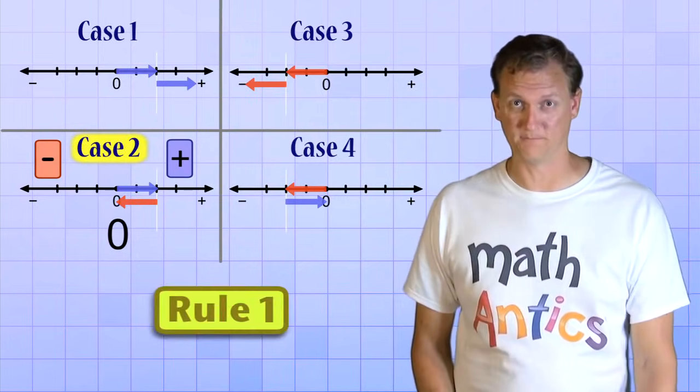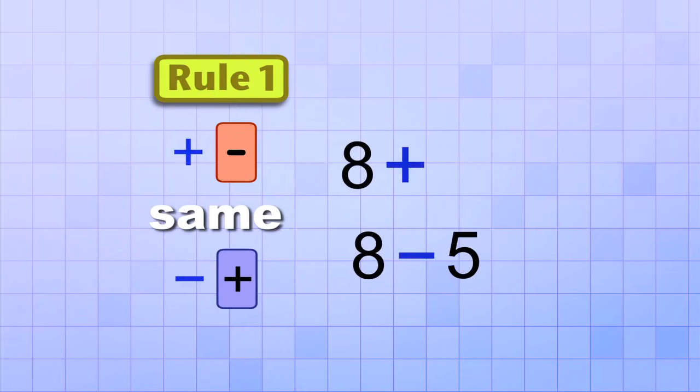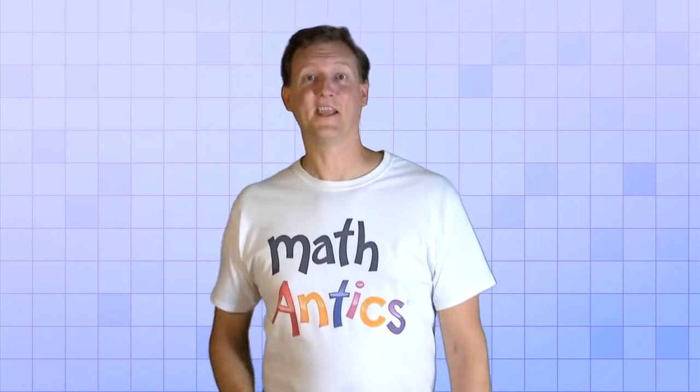to rule number 1. Rule number 1 says that adding a negative is really the same as subtracting a positive. And that means our original subtraction problem, 8 minus 5, could have been written like this instead. 8 plus negative 5. But either way it's written, you're starting with a positive and making it more negative. Now on to case 3.